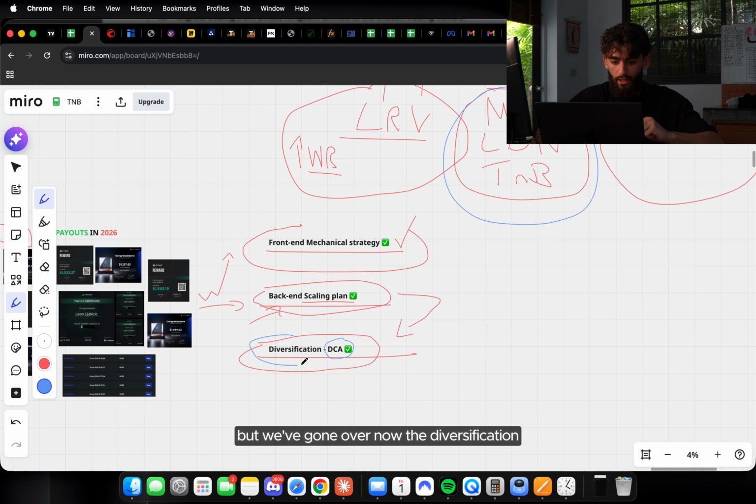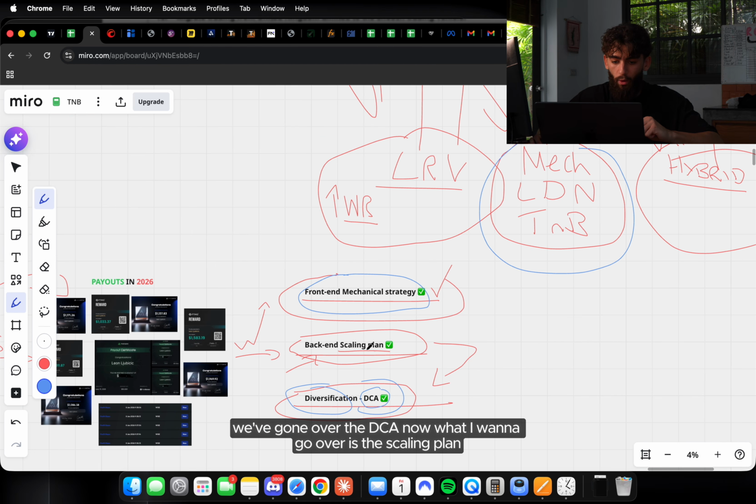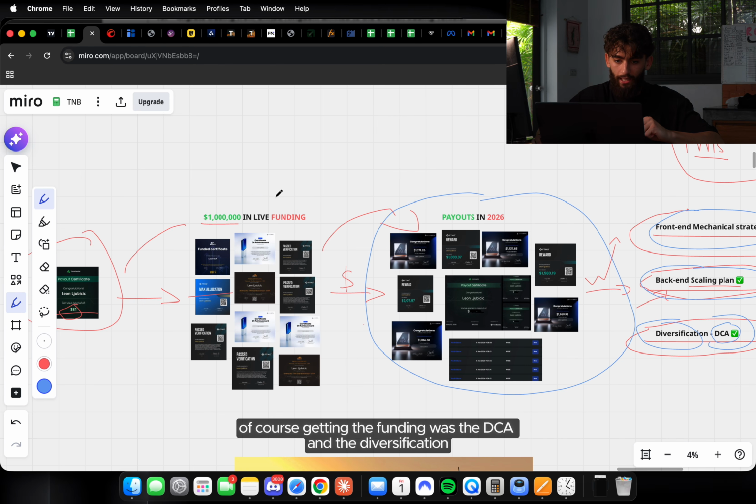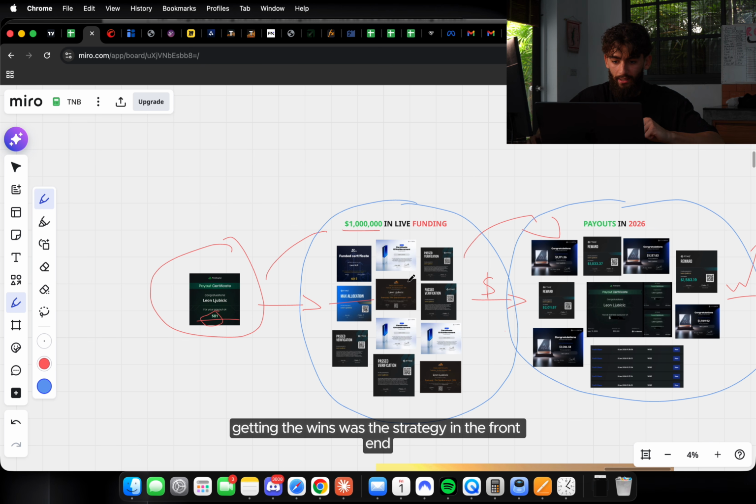But we've gone over now the diversification, we've gone over the strategy, we've gone over the DCA. Now what I want to go over is the scaling plan. And this is what contributed to the payout section. Of course, getting the funding was the DCA and the diversification. Getting the wins was the strategy in the front end.